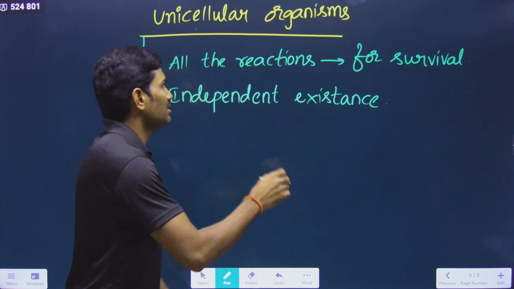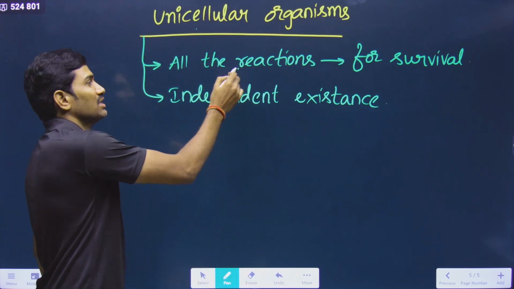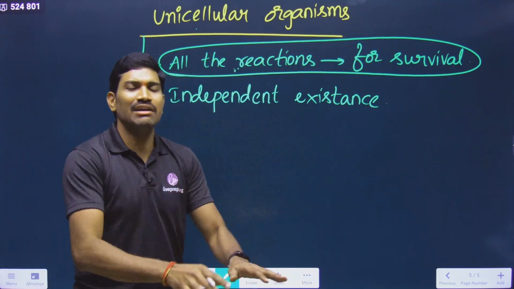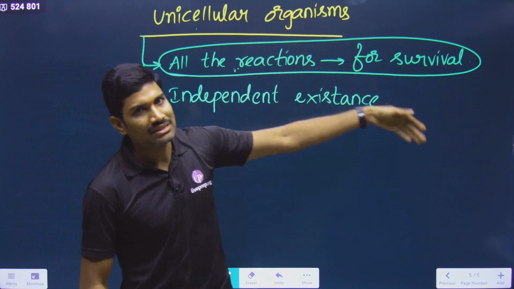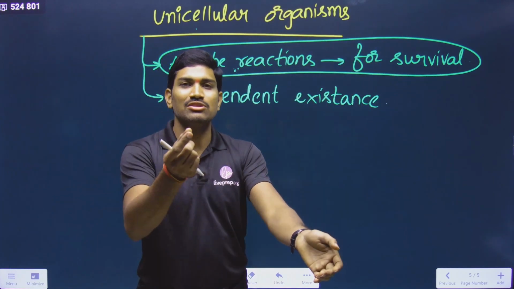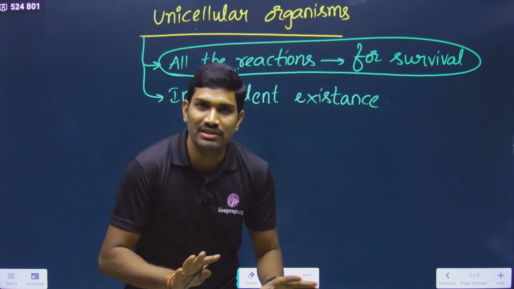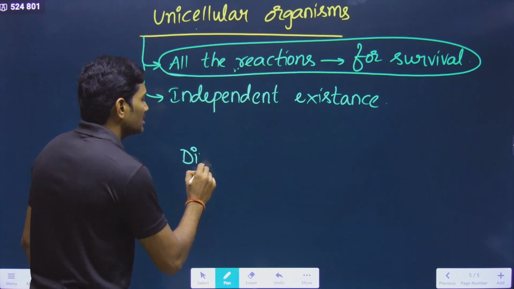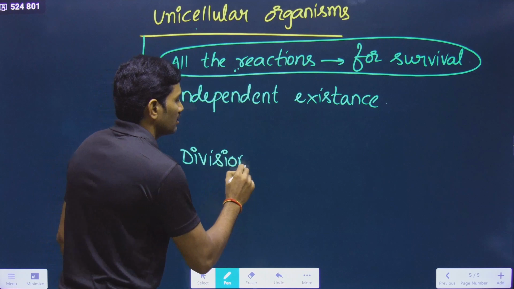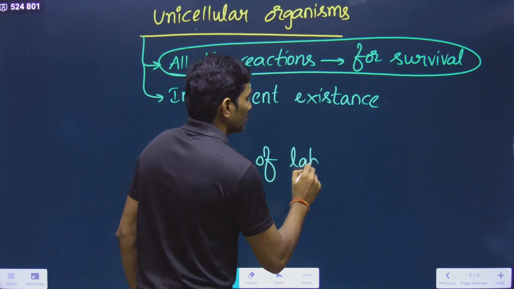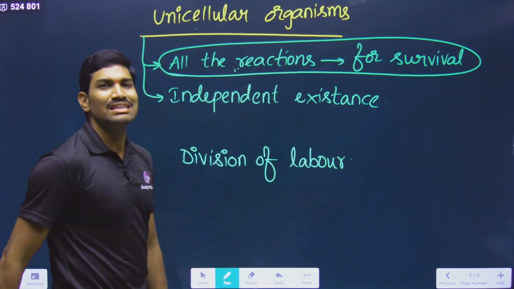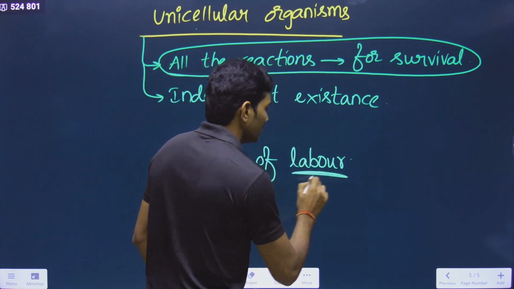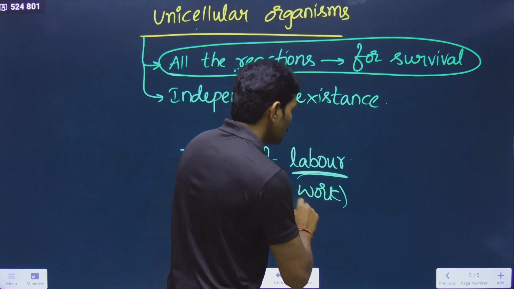What is the major reason here? In the case of unicellular, all the essential functions needed for survival of the cell are performed by that cell itself. But in the case of multicellular, a single cell is not performing all the functions. And here we are adding another term: division of labor. What is the meaning of division? Distribution. What does labor mean? Labor means work. Work distribution is there.